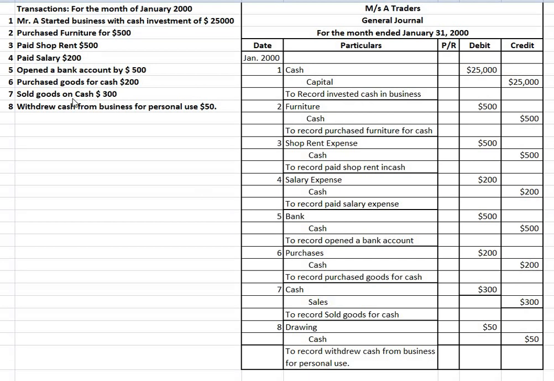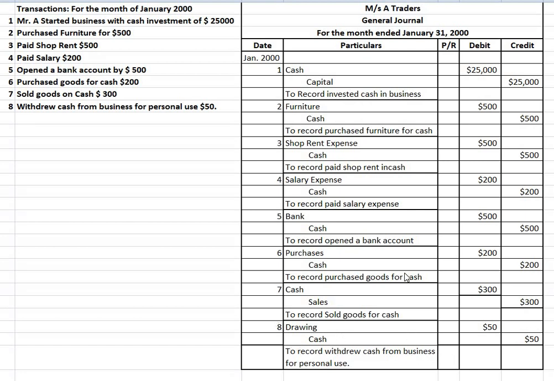In the seventh transaction, sold goods for cash by $300. In the seventh transaction entry, you can see cash debited because we are receiving cash. Cash is being increased over here. So the cash will be debited by $300 and sales will be credited by $300. Last transaction, the owner withdrew cash from business for personal use. Whenever the owner withdraws cash from his business, his drawing will be debited. Drawing is known as a personal use transaction and cash will be credited by $50.